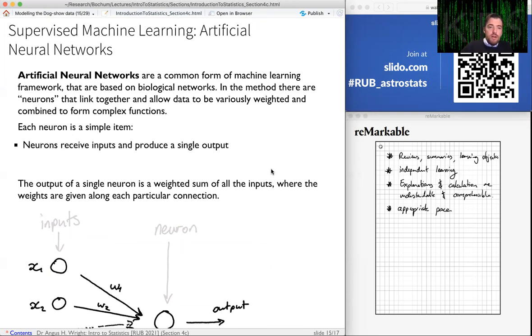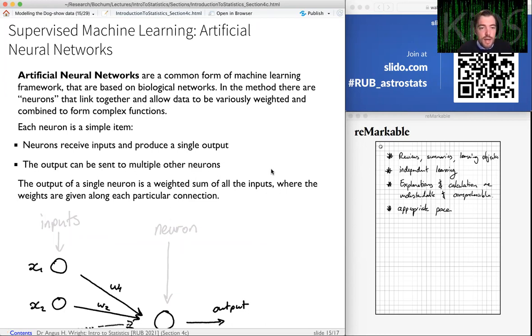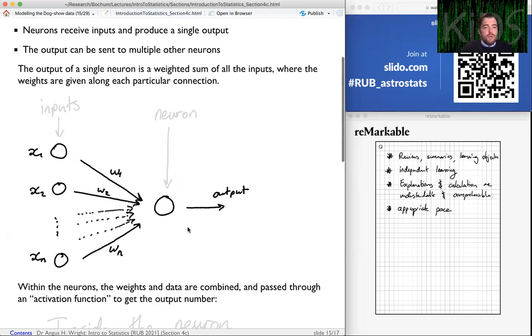So each neuron is a pretty simple item. It just contains some inputs, and it has a single output. So a neuron is a very simple thing in basic terms. One of the important parts of ANNs is that the output can be sent to multiple neurons, and indeed often is. And so the output of a single neuron is a weighted sum of all of the inputs, where the weights are given along different connections.